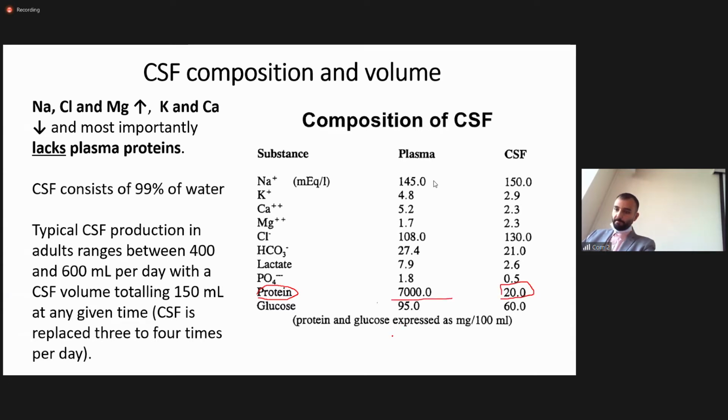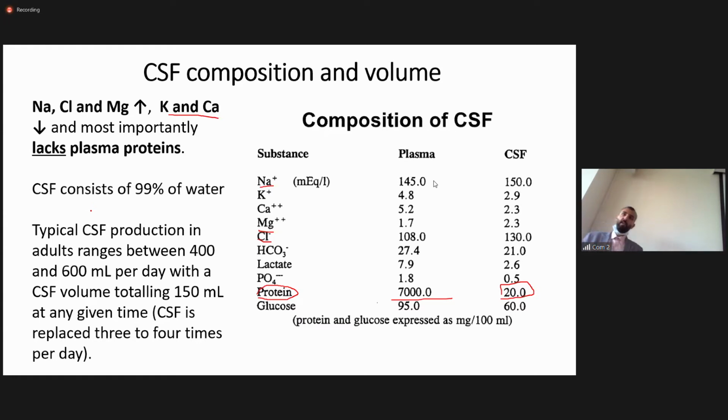plasma. What else? We have higher concentration of sodium, chloride, and magnesium in the CSF compared to the plasma. And we also have lower potassium and chloride in the CSF compared to the plasma. CSF is mainly water, okay? So 99% of CSF is actually water.